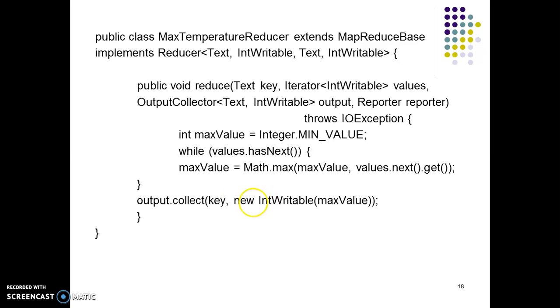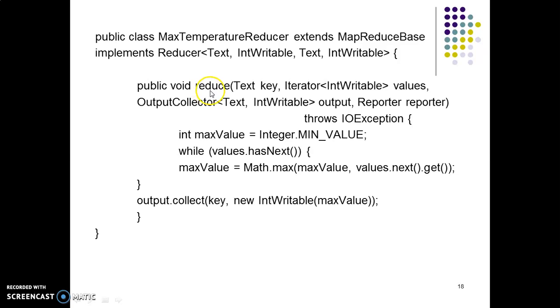Then we make use of a class called MaxTemperatureReducer that extends MapReduceBase. We can see that in the previous situation the class name was MaxTemperatureMapper, and in this case we are using MaxTemperatureReducer. It extends MapReduceBase and implements the Reducer interface. In the previous session we were implementing the Mapper interface, and now we are implementing the Reducer interface.